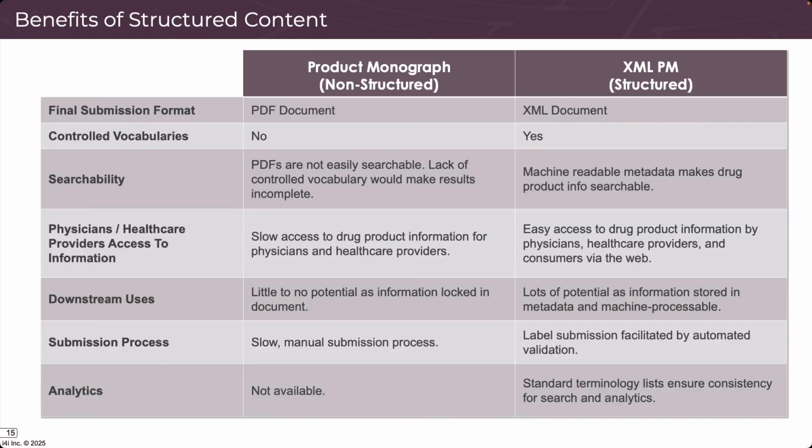Now, let's look at the many benefits of using a structured XML document as opposed to a PDF document. With structured XML content, we can use established data standards such as controlled vocabularies and standardized terminology lists. These data standards promote consistency across data collection projects. Adding structure allows for searchability, which is not available in PDF documents. The metadata can be indexed, allowing users to search by values such as ingredient name or section heading.